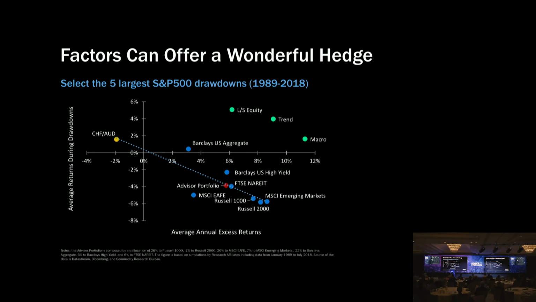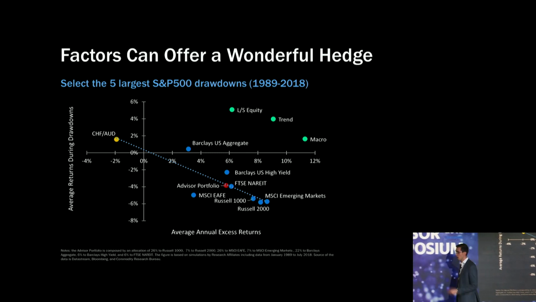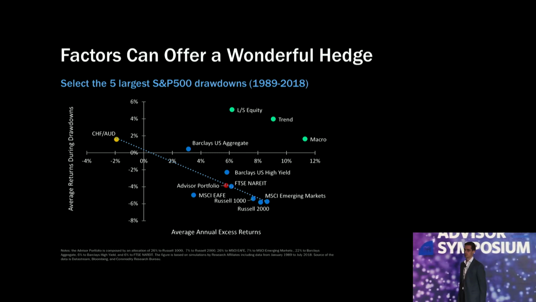But the key point is you can earn excess returns, and they also provide you a wonderful hedge during bad times, really bear markets. Why? Because it's not beta that drives the returns.